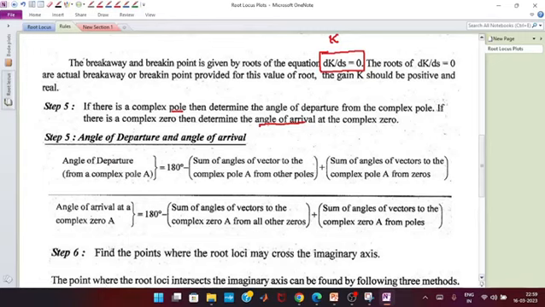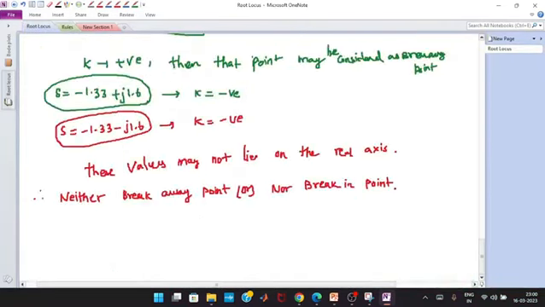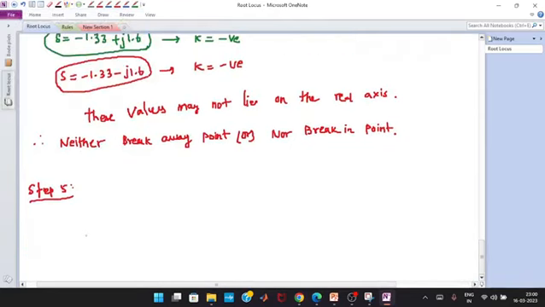The angle of departure from a complex pole A: you use the formula 180 degrees minus the sum of angular vectors to that particular pole from the remaining poles, plus the sum of angular vectors to the complex pole A from the remaining zeros. So this is the formula, right? Here only the complex pole is available, the complex zero is not, so we can go for this particular formula. Step number 5: a complex pole is there, so we have to find the angle of departure.